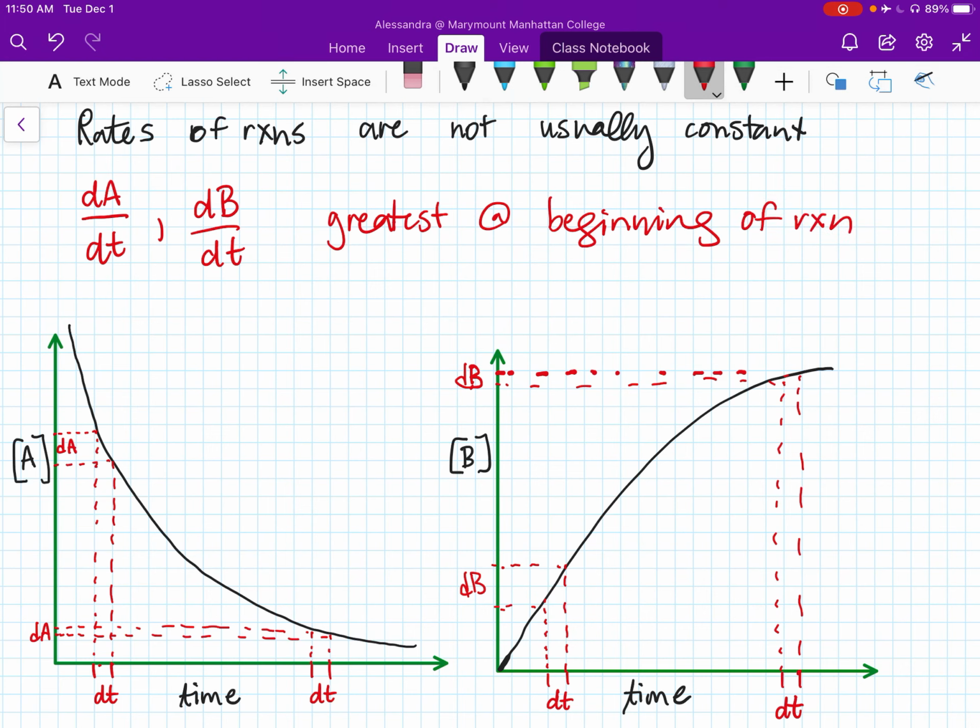Because if we have a reaction that's going in just one direction, at the beginning you have lots of reactant colliding and converting into product. And as the reaction proceeds, you have fewer reactant molecules. So the reaction rate is going to start to slow down, okay? But the curves here show you that for each chunk of time, delta T, the change in A or the change in B, dA or dB, is going to be different. So reaction rates are not constant. Reaction rates decrease as equilibrium is approached.